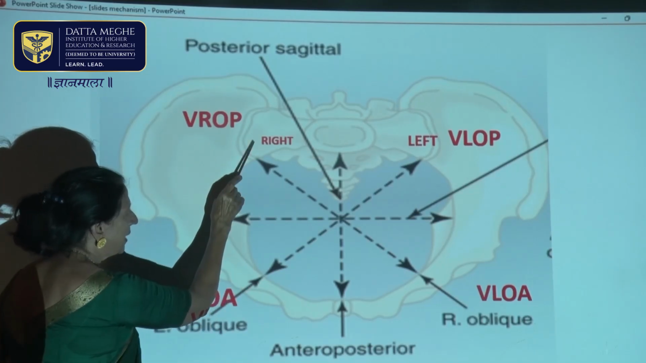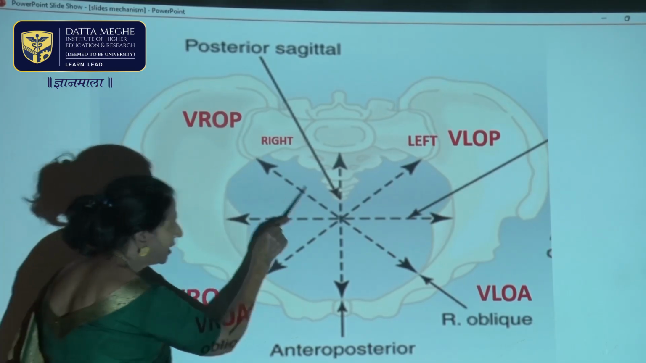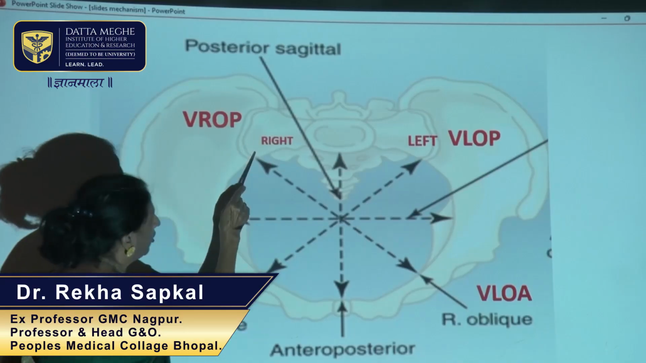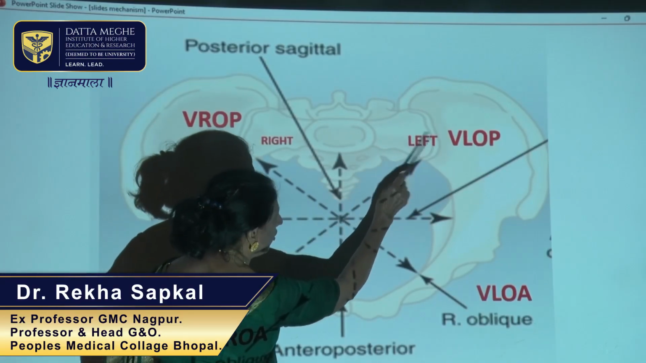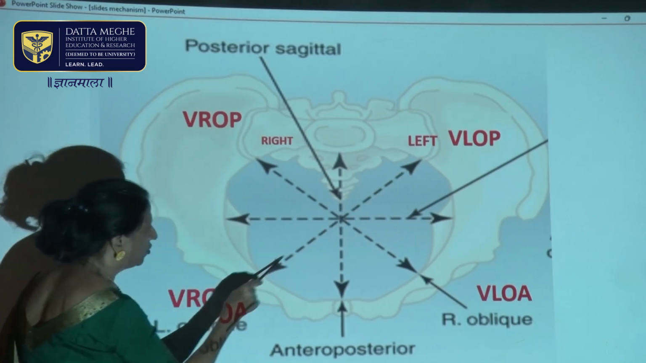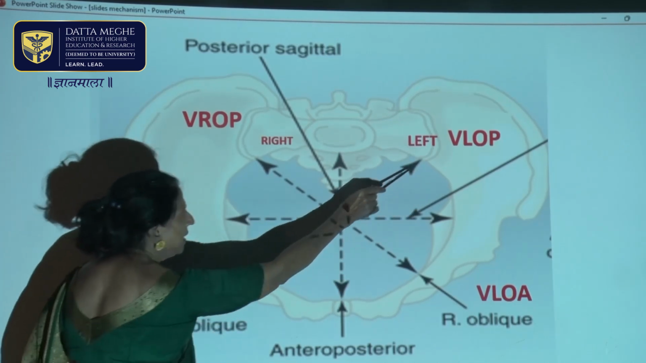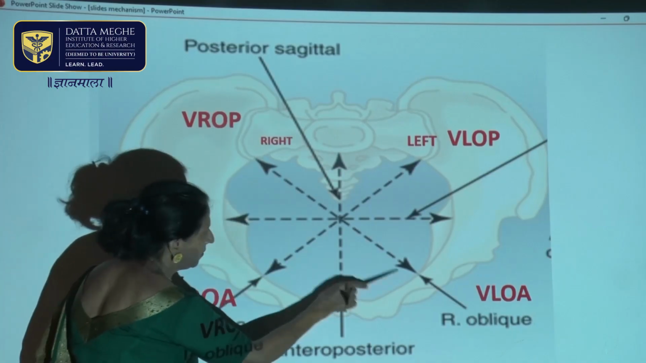This is right oblique diameter. The one oblique diameter which starts from right sacroiliac joint is right oblique. The one which starts from left sacroiliac joint is left oblique. So, it goes like this. So, this is left oblique, this is right oblique.